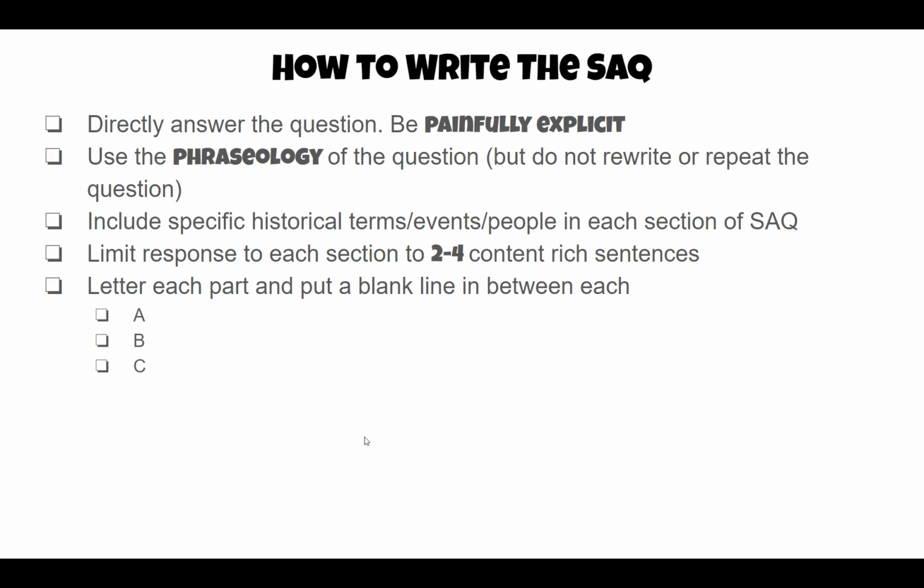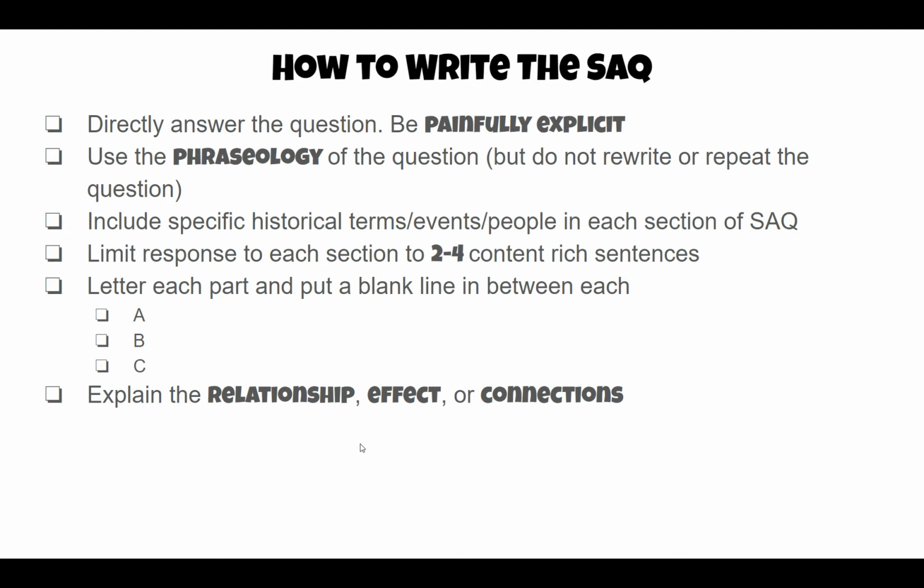So again, I'll show you an actual example in just a moment. All right, so the other thing you want to do is make sure you explain the relationship, the effect, or the connections between each of A, B, and C. This is important, and this is a way to show that you know what you're talking about and your ability to take historical information and identify those relationships and those effects.